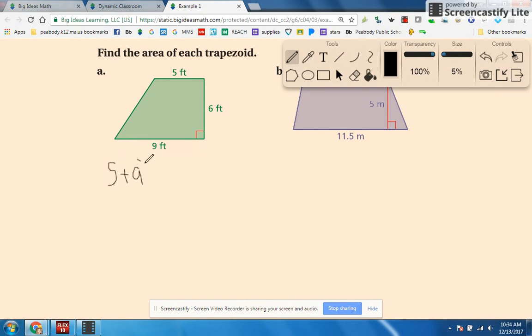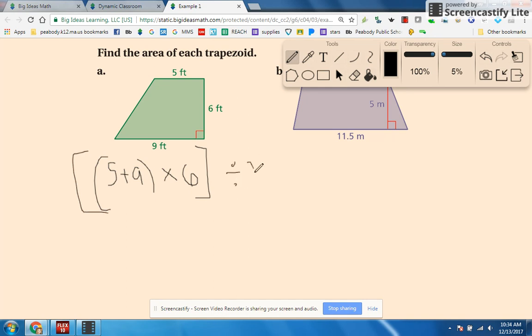I'm just going to write it out and then do it. Times the height. The height has to make a 90-degree angle with the bases. So that's going to be the 6. There is no number here, but if there was, it would be there to throw you off. And then when you're done with this, you divide the entire answer by 2.